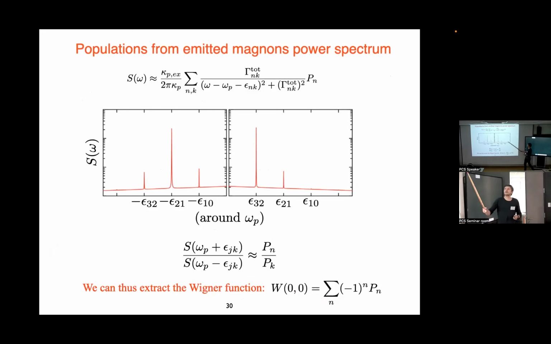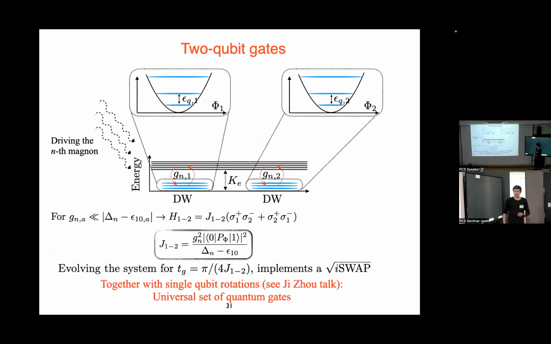Indeed, around omega p you get the peaks, and once you measure the population, you can reconstruct your Wigner function. Experimentally, that would be a way to determine the Wigner function and eventually determine the quantumness of the system. Of course, you can also go further. Once you determine the quantumness, you can also do a qubit kind of implementation.